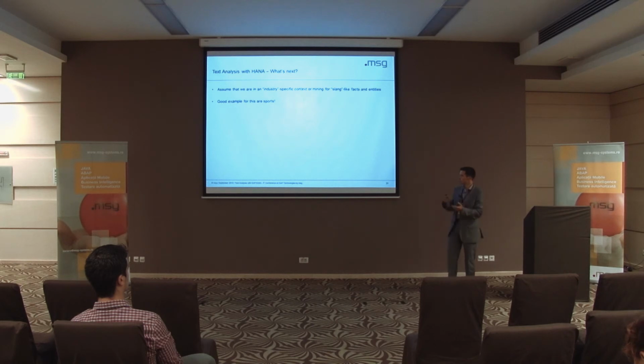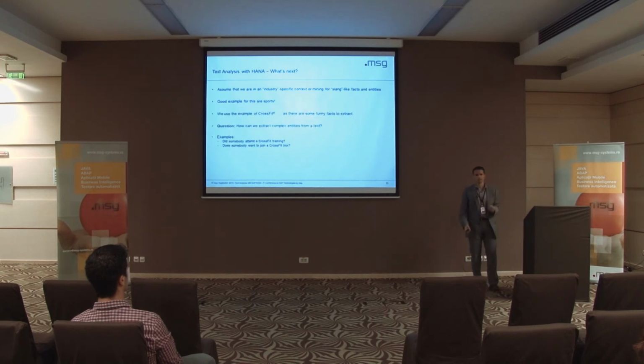As you might know, I'm from Germany, from Bavaria, so you can think which example I have taken for the next demo. So it's CrossFit. If you read the first database table, you might have seen that I'm absolutely not interested in soccer. The point is that there are really some funny facts to extract, which only make sense within one specific context. Now the question is, how can we extract really complex entities out of some text? If you do not know what CrossFit is, I can explain it to you later, or you can ask them.